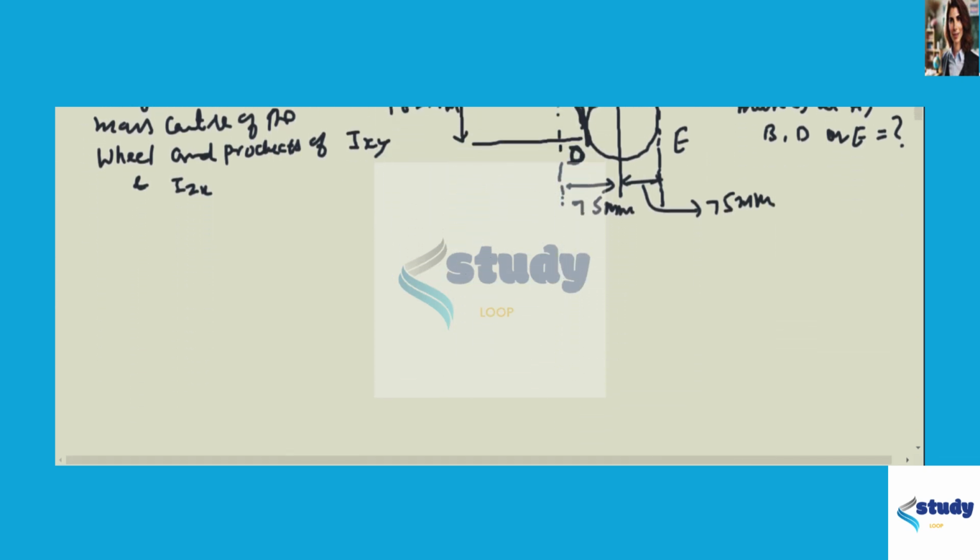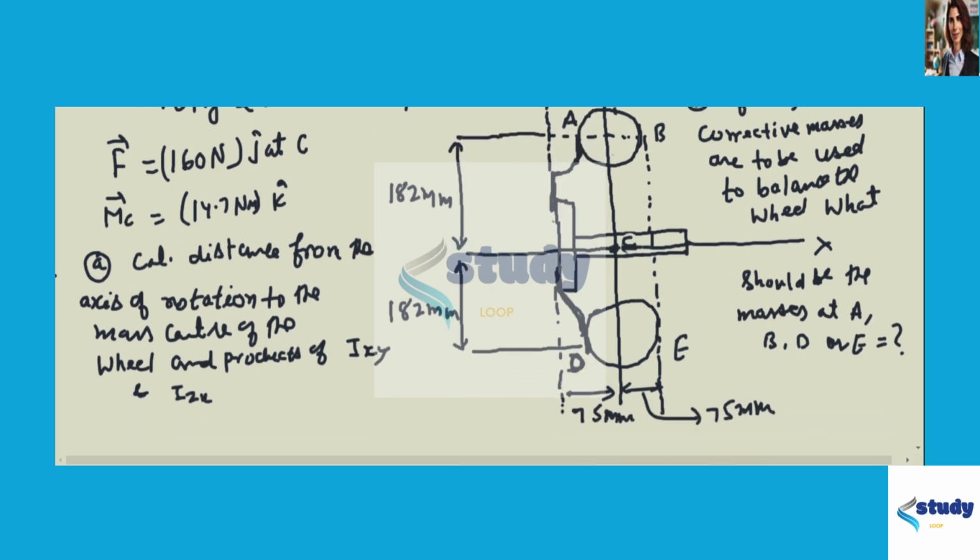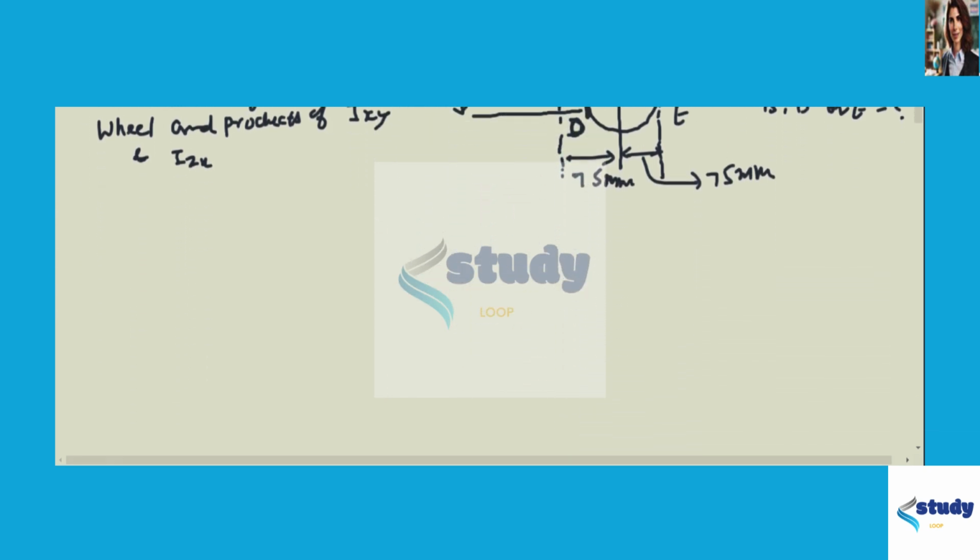Part A. Determine the distance from the axis of rotation of the mass center of the wheel and the products of inertia Ixy and Izx. Part B. If only two corrective masses are to be used to balance the wheel statically and dynamically, what should these masses be, and at which of the points A, B, D or E should they be placed?